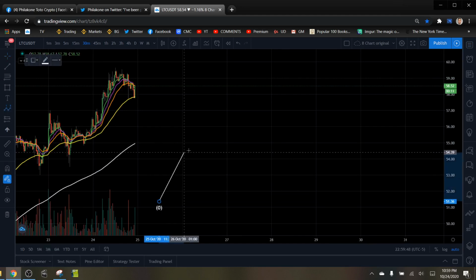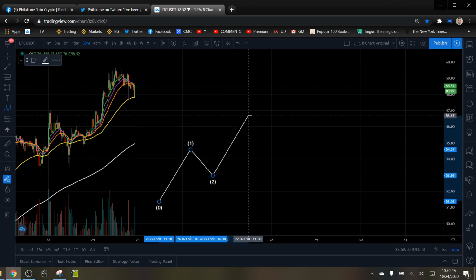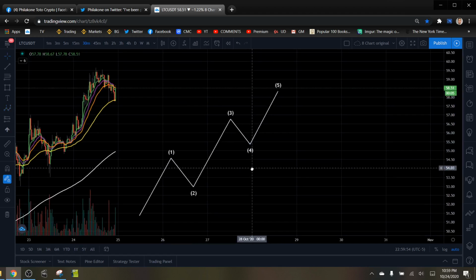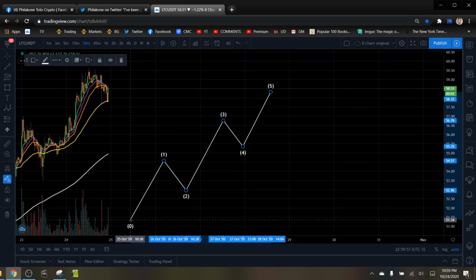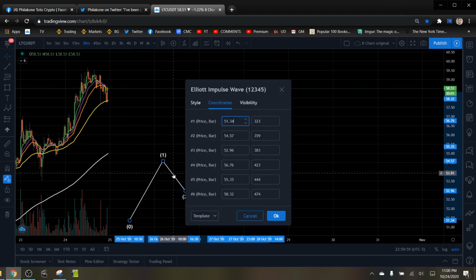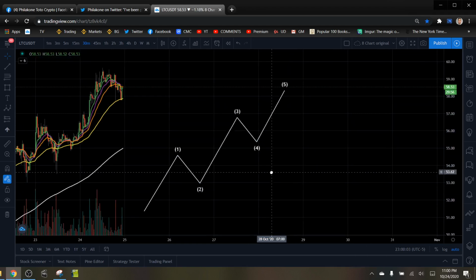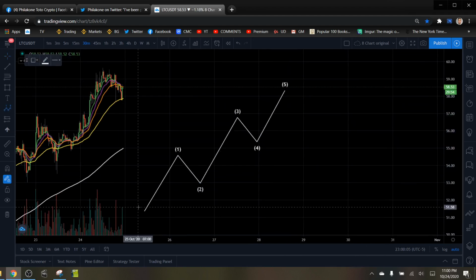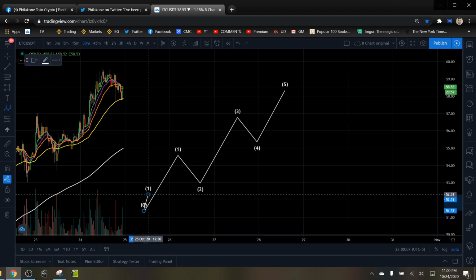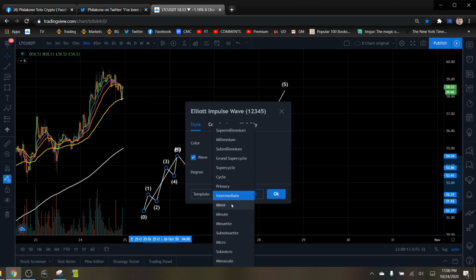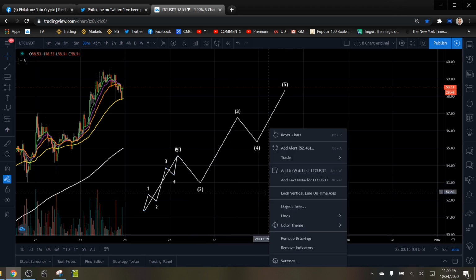So we all know about the fractals. We talk about 1, 2, 3, 4, 5 a lot lately. Okay. Now, this is a bigger degree. Note the degree that I have it on. I think it's the intermediate, okay? And as we all know, there's small waves in each fractal, right? For rallies that go upwards. And I'll change this one to a lower degree, like the minor, okay?